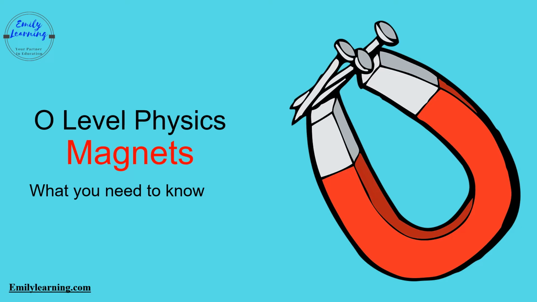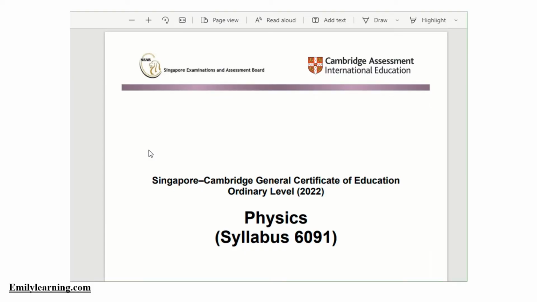So in this video, I'll be sharing with you what is tested in the topic on magnets for O-level physics. So let's get started. The best way to find out what is being tested is by looking at the syllabus. So now let's take a look at the syllabus.